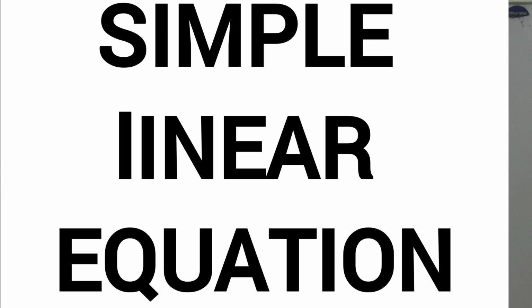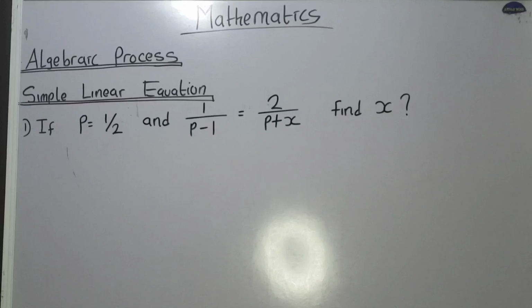In today's class, we're going to solve some worked examples on simple linear equations. Okay, let's start with the first question. If p is equal to 1 over 2 and 1 over p minus 1 is equal to 2 all over p plus x, we are asked to determine the value of x.